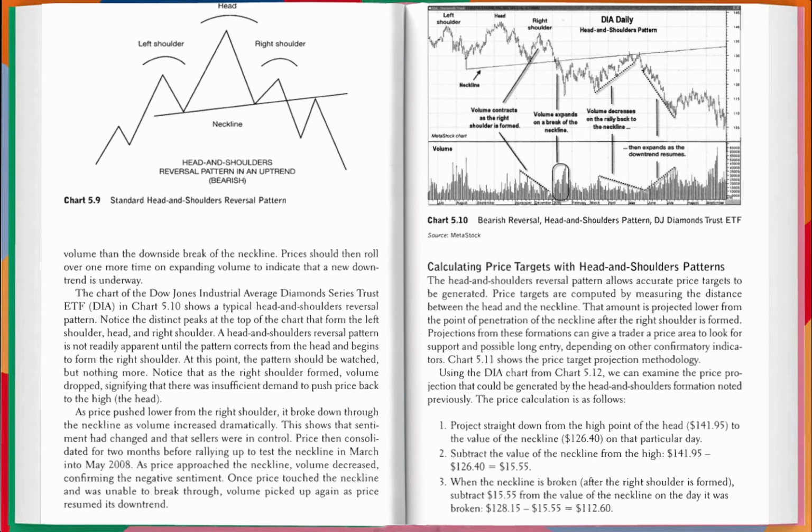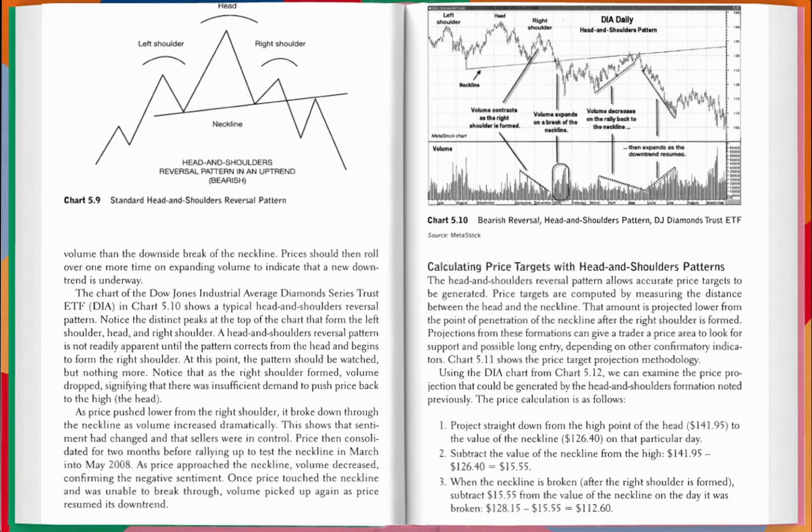The chart of the Dow Jones Industrial Average Diamond Series Trust ETF, DIA, in Chart 5.10 shows a typical head and shoulders reversal pattern. Notice the distinct peaks at the top of the chart that form the left shoulder, head, and right shoulder. A head and shoulders reversal pattern is not readily apparent until the pattern corrects from the head and begins to form the right shoulder. At this point, the pattern should be watched, but nothing more.